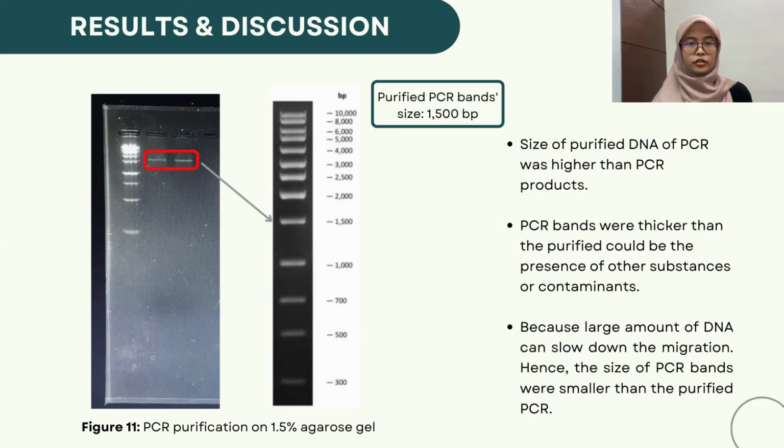Next, the size of purified DNA obtained was 1500 bp, which was higher than the PCR products. The size of PCR bands being smaller than purified PCR could be due to the large amount of DNA, which will lead to slower migration. The presence of smeared bands may be due to high DNA concentration or contamination with protein.